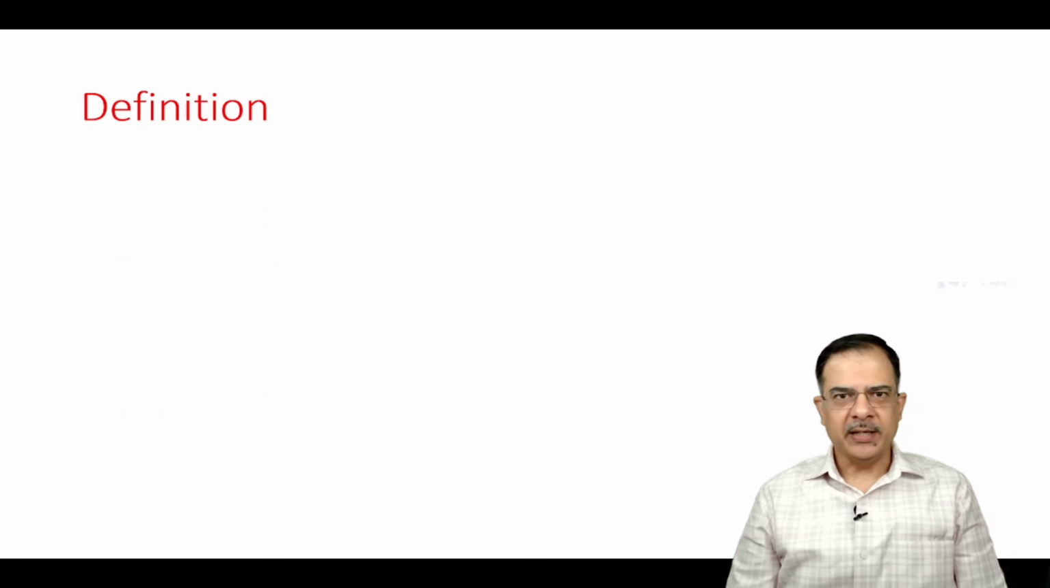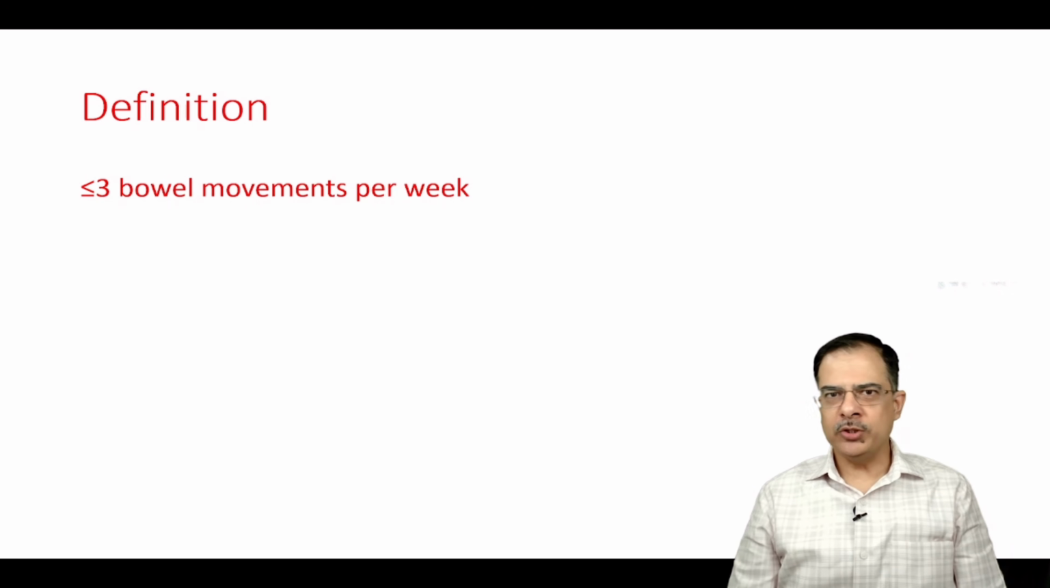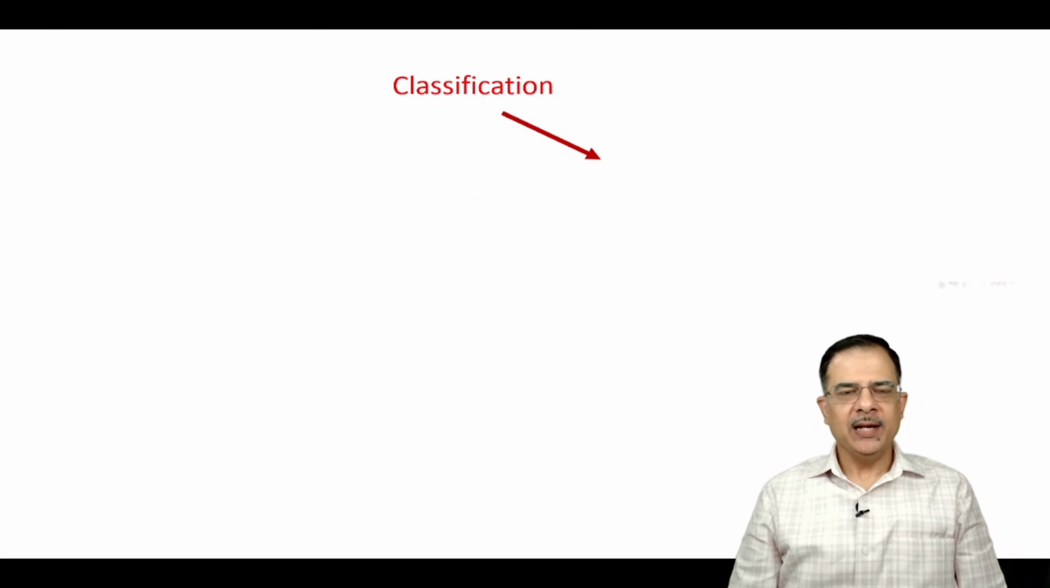Starting with the definition of constipation. So the definition of constipation is less than or equal to 3 movements per week. Other definitions can include hard stools or change in the consistency of the stools from the baseline. But this is the basic definition of constipation. Now, let's see how we will classify constipation.